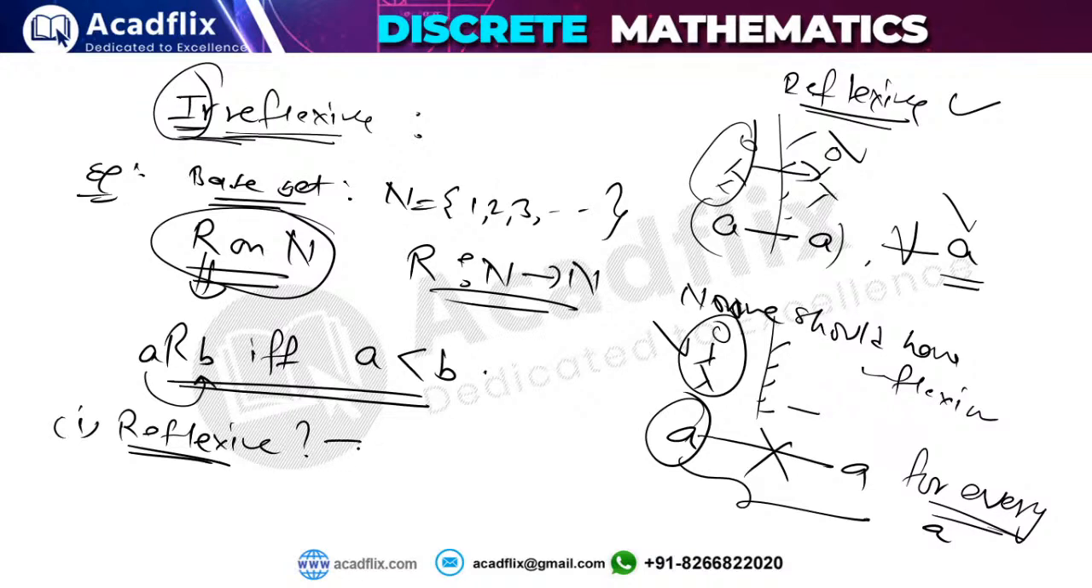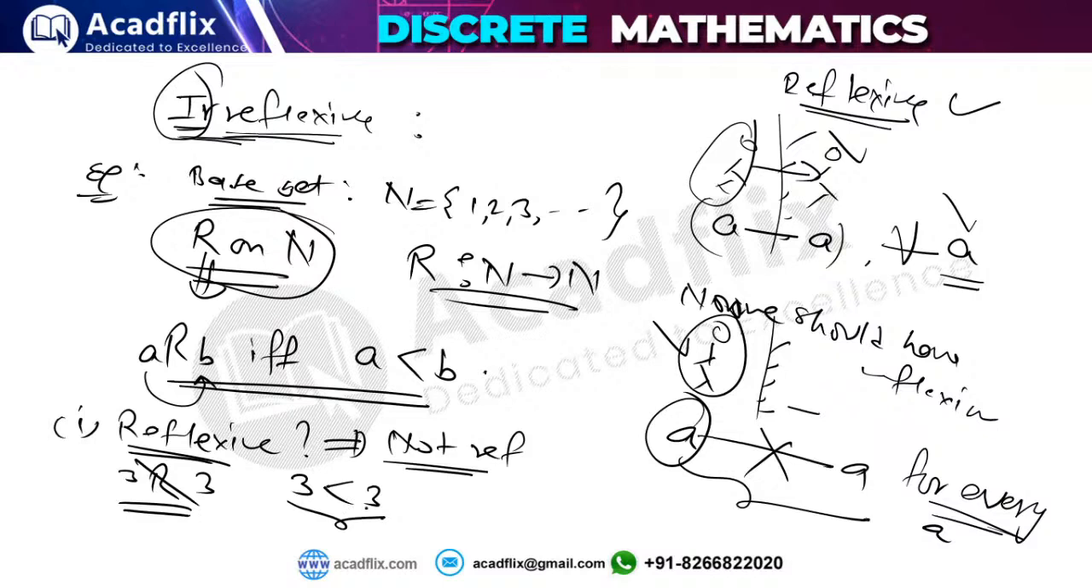You can try, but let me answer. Yes, this is not reflexive. Why? You can take 3, for example. Now 3 is not related to 3, because 3 is not less than 3. So we can say that 3 is not related to 3, and hence this relation is not reflexive.